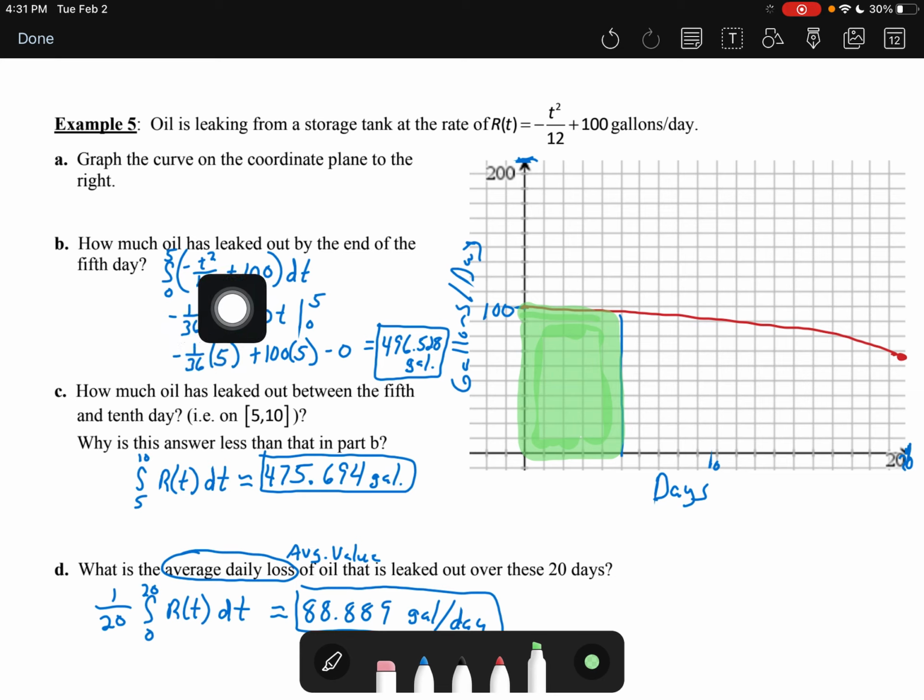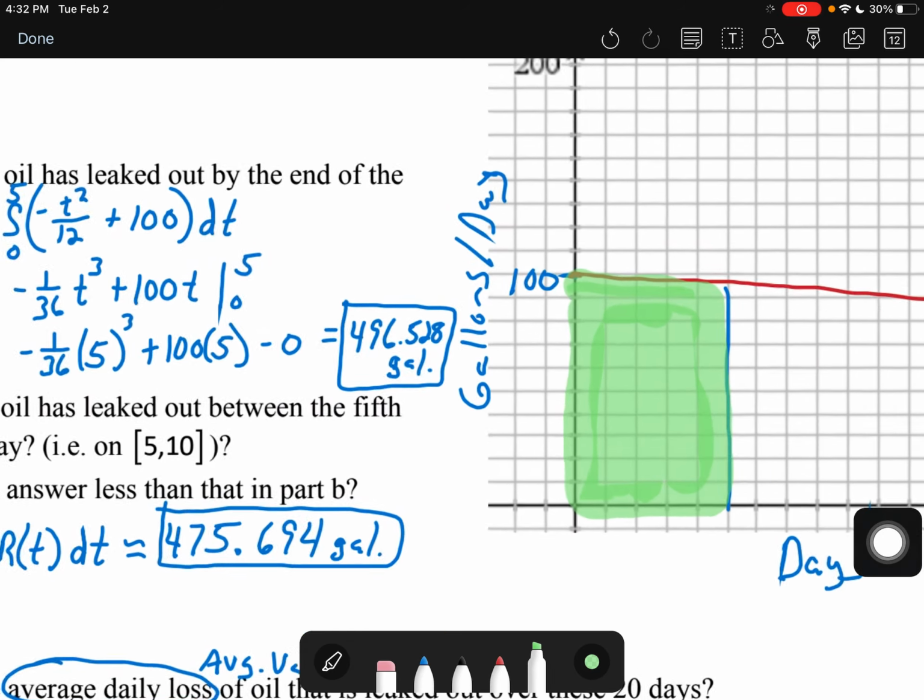I could do this one on my calculator, and I'll show you that too, but it's not that difficult to do by hand. Our exponent is 2, so we add 1 to 2 and get 3, and then if we divide by 3, that changes negative 1/12 to negative 1/36, and then it's t to the third, and with my constant I just have plus 100t. Going from 0 to 5, I plug the 5 in there: 5 cubed times negative 1/36 plus 100 times 5, and I probably just enter that in my calculator. When I put the 0 in there, those both become 0, so I'm subtracting 0 when I use the fundamental theorem of calculus.